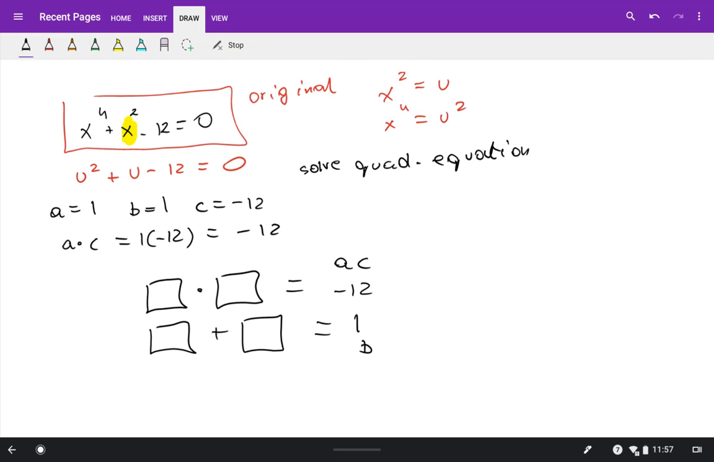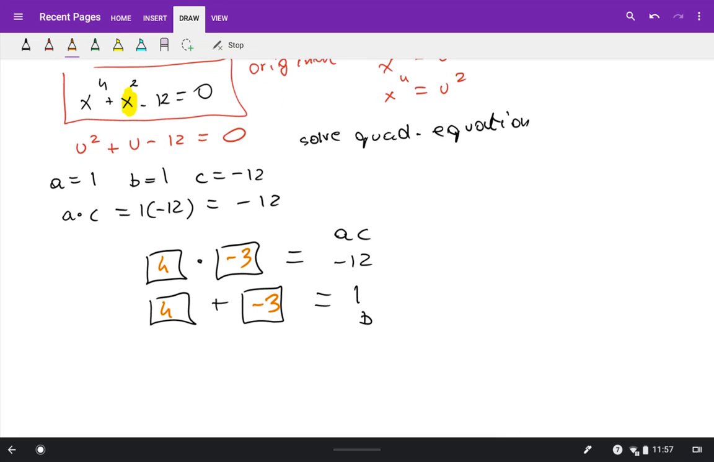4 and negative 3 will work. Four times negative 3 is negative 12. 4 minus 3, we're getting 1. And now I'm creating two factors: u plus the first integer, which is plus 4, times u, and the second integer, it's negative 3, so that's why in parentheses you see negative 3, equals 0.